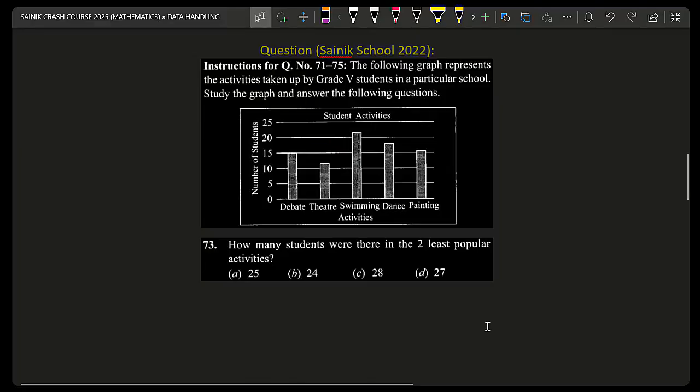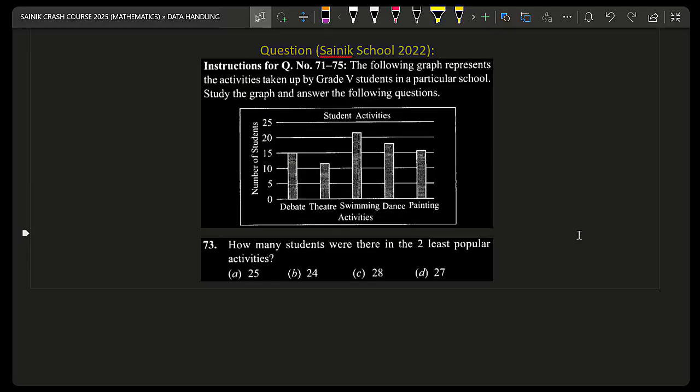This one, the 73rd question. How many students were there in the two least popular activities? Who's going to answer this? Sriyansh, can you read the question? How many students were there in the two least popular activities? Okay, what are the two least popular activities here? Sir, theatre and debate, sir.